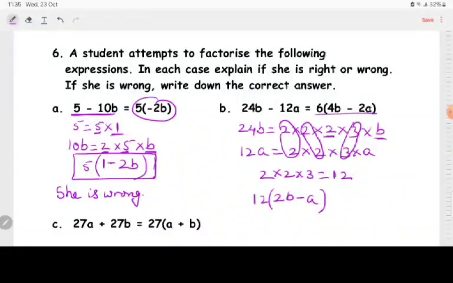So has she factorized this completely? No, she hasn't. Let's find out. 12 2s are 24. Yes, we have 24B. 12 into A, 12A. We have it right here. So again, the student who is trying to learn factorization has done that incorrectly again. So she is wrong.